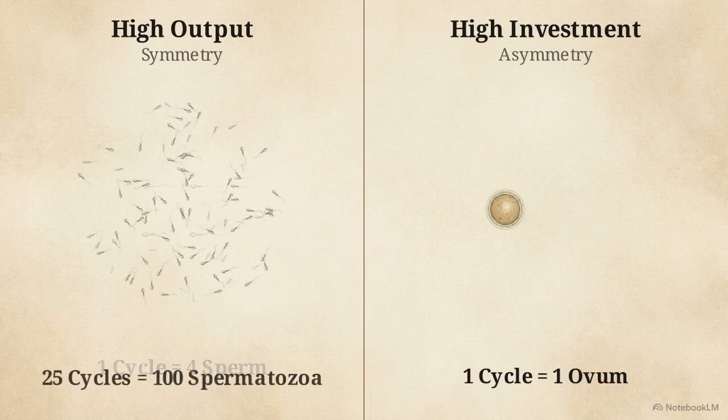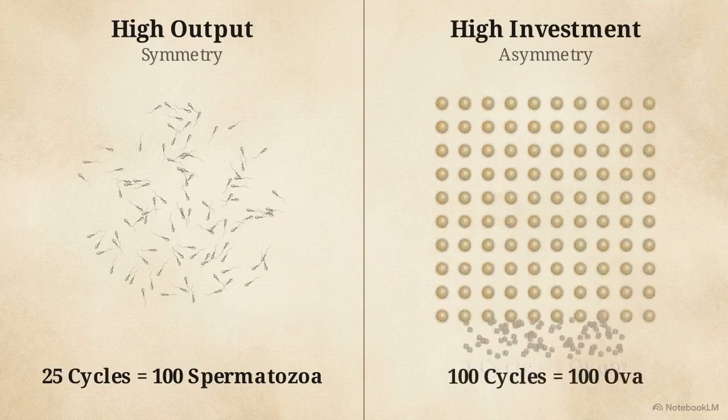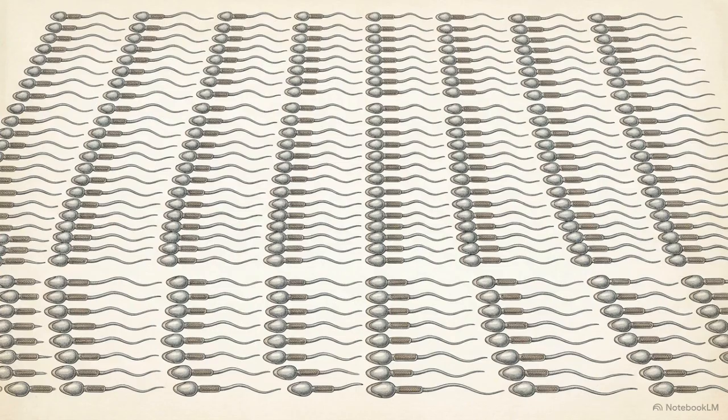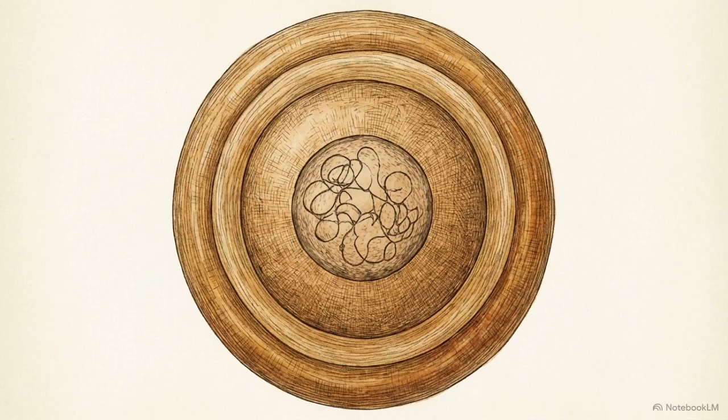In a male, 25 meiotic cycles yield exactly 100 spermatozoa. In a female, 100 meiotic cycles are required to produce 100 ova. The male system guarantees a fully completed, independent gamete at the end of every cycle, regardless of its future utility. The female gamete, however, is ovulated in an entirely arrested, incomplete state.